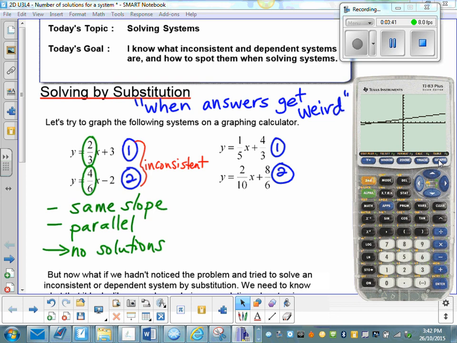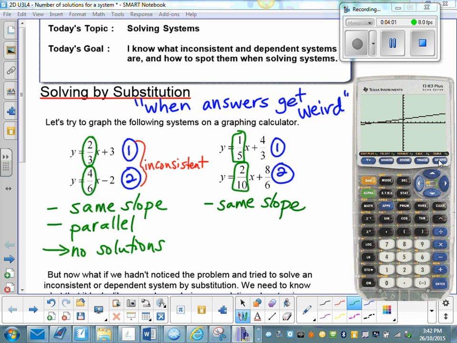So let's take a closer look at the equations here. These two equations, oh, they've got the same slope again. So 2/10, if we put it in lowest terms, is going to be equal to 1/5. So these two equations have the same slope. And actually, if we compare the y-intercepts, 8/6 in lowest terms is going to be 4/3. So they have the same y-intercept as well. So if they've got the same slope and the same y-intercept, they are actually the same line.